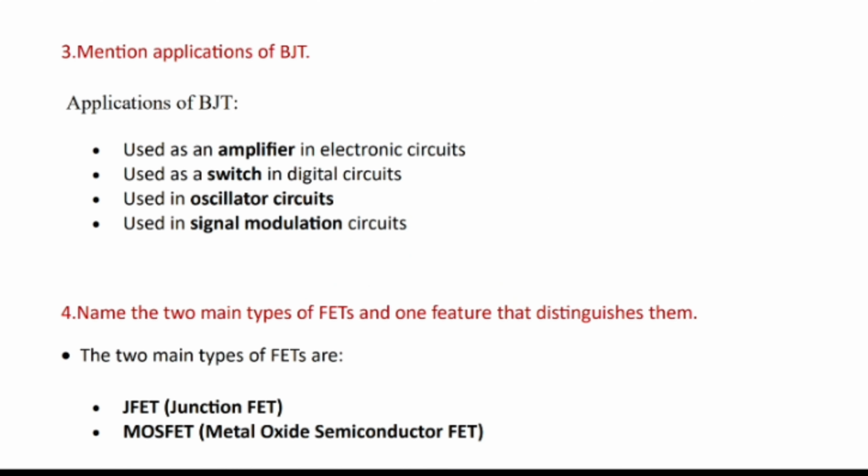Next, mention the applications of a BJT transistor. First, we can use it for amplifiers in electronic circuits, we can use it as a switch in digital circuits, we can use it in oscillator circuits, and we can use it in signal modulation circuits.